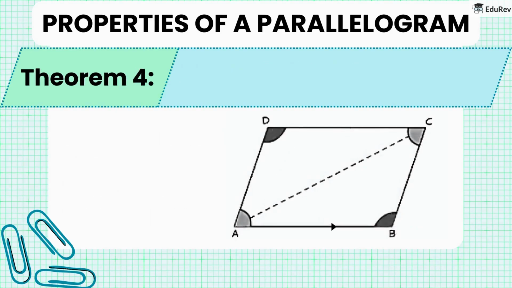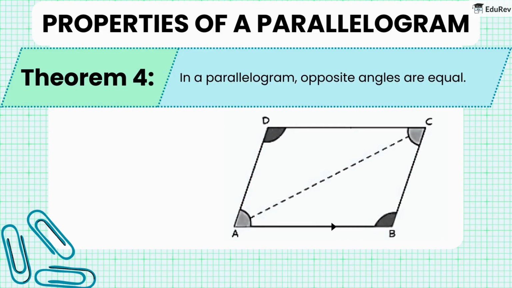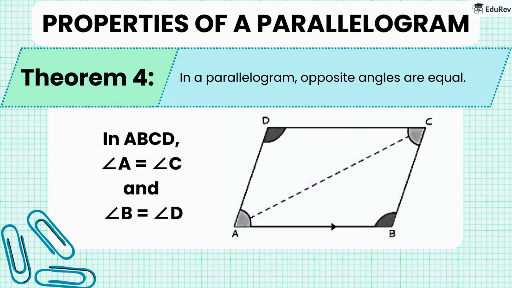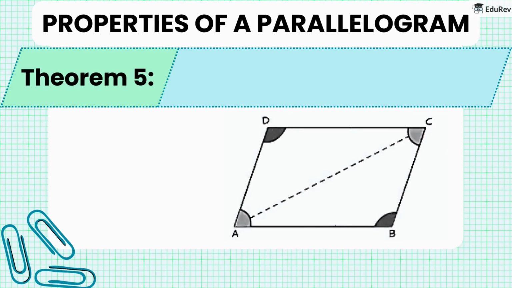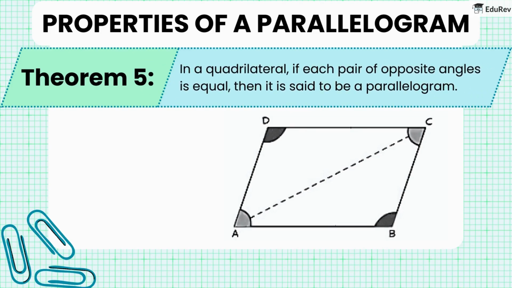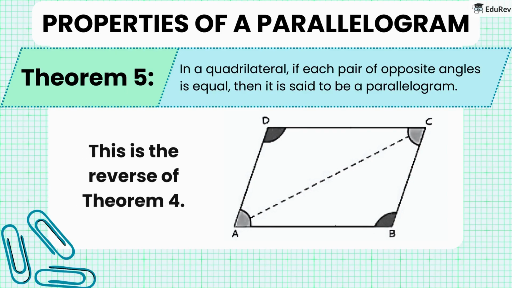Theorem 4. In a parallelogram, opposite angles are equal. In ABCD, angle A is equal to angle C and angle B is equal to angle D. Theorem 5. In a quadrilateral, if each pair of opposite angles is equal, then it is said to be a parallelogram. This is the reverse of Theorem 4.